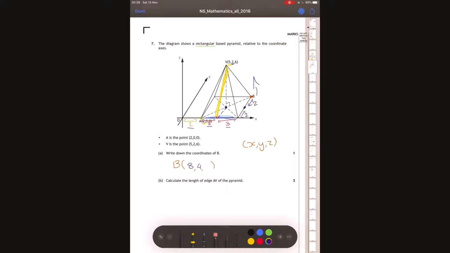And then, what is it on the z-axis, the vertical one? Hopefully you can see that it's on the floor, so to speak. So the z value would be 0. And that's part A done.